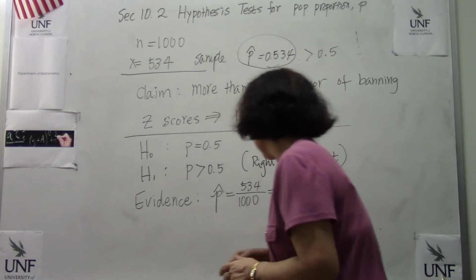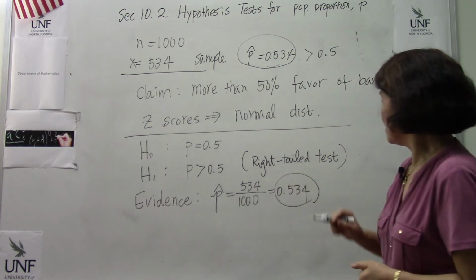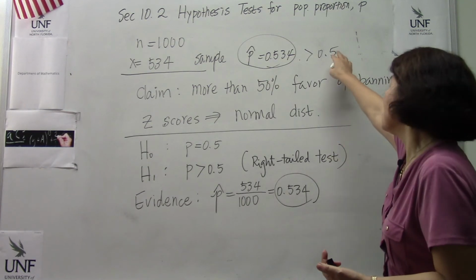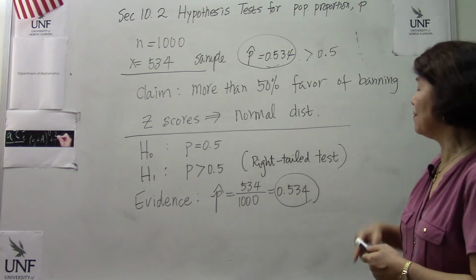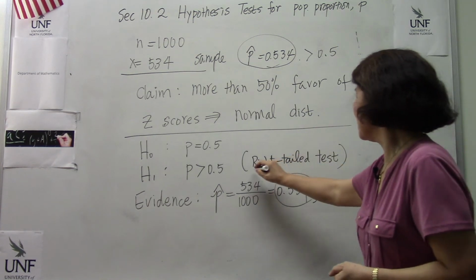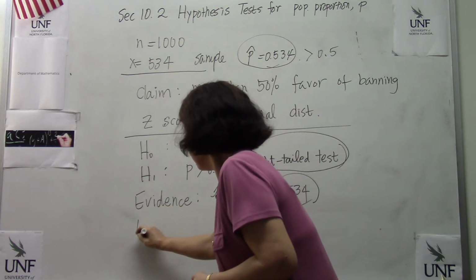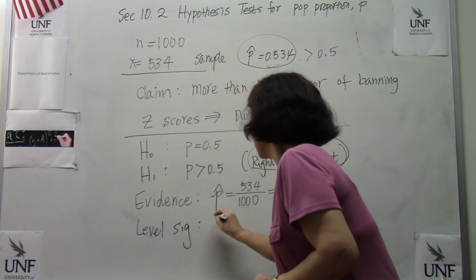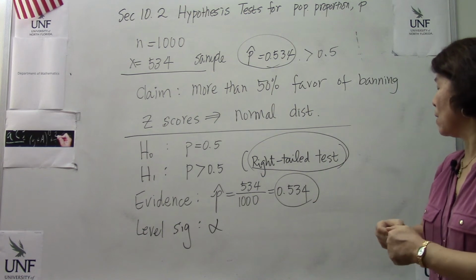So I want you to pay attention to this. This is our evidence. But again, this can be just coincidental, okay? It just happens to be greater than 0.5, or it is going to be the new norm rather than 0.5. Well, that is how we are going to reject or not reject. Here is a right-tailed test. Our level of significance is going to be alpha, unspecified, just alpha. So this is what we are going to do.